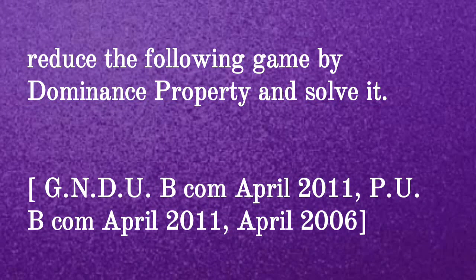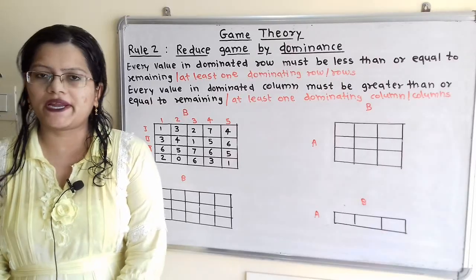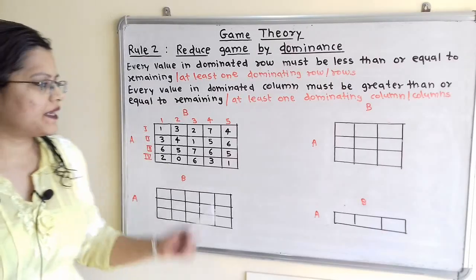Second question. Reduce the following game by dominance property and solve it. This question was asked in G.N.D.U. April 2011, P.U. April 2011, April 2006. For this question, there are two players, player A as well as player B.